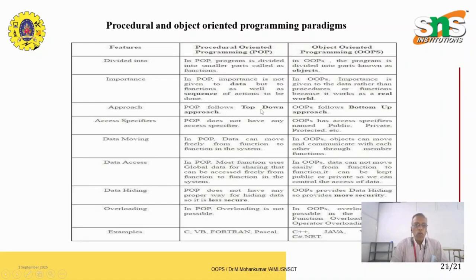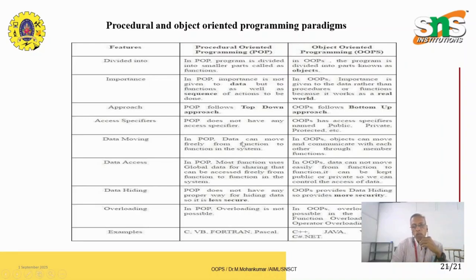POP follows the top-down approach, because after declaring the main method only, we are going to do a lot of activities. But OOPS follows the bottom-up approach, where you declare the main method, and from the main method you create an object. From the object only, it will go and take the details and display the activities.